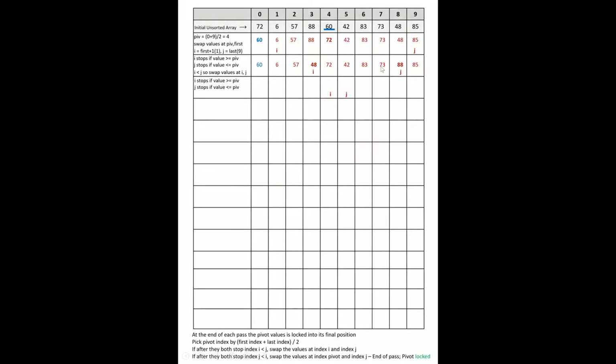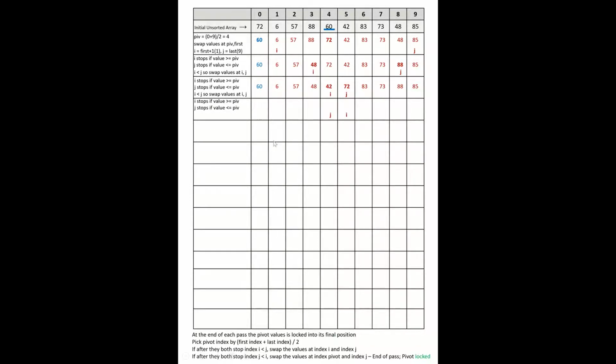So J moves here. 73 is not less than or equal to 60. 83 is not less than or equal to 60, but 42 is less than or equal to 60. So both of these indices stop. And since I is less than J, we swap what we had at those two indices. So we had 72 at index 4 and 42 at index 5. We will swap those two and the indices remain where they are. Okay? And so we must continue. So we're still inside the big while loop.